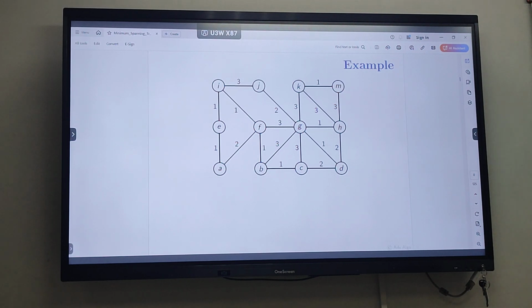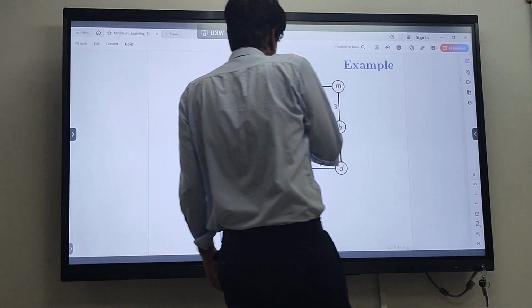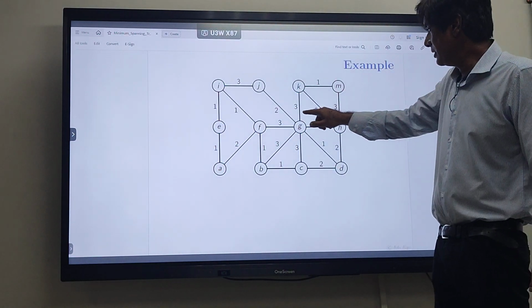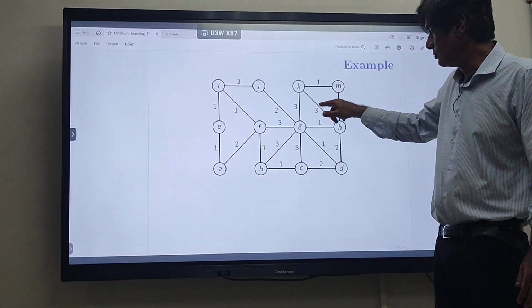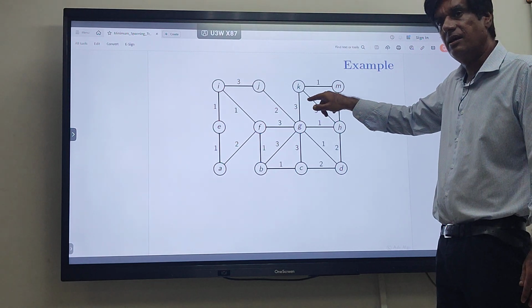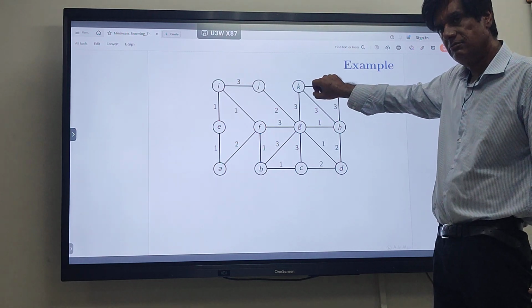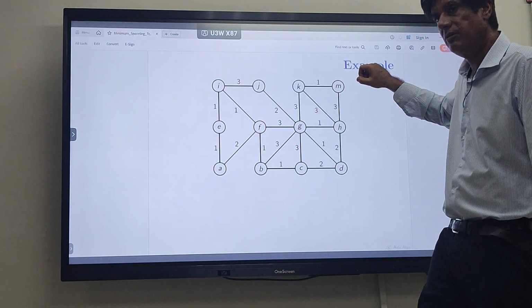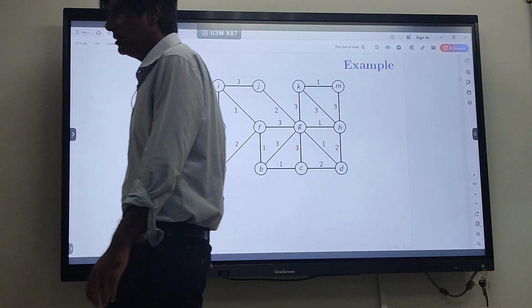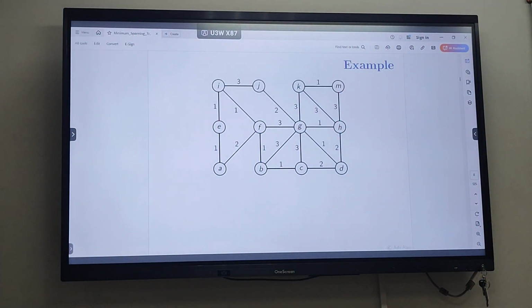Yeah, so for example, I would say that over here we have a cycle and there are two edges of weight 3. 3 is a heavy type of edge, so we can remove at least one of them. So our emphasis is that whenever there is a cycle, the heavier edge we will try to remove. So this is one possible tree.